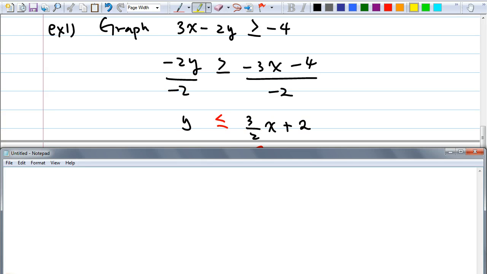How many people remembered to reverse it? Raise your hand. I did it by accident. You did it by accident. Okay, so when you're dividing or multiplying both sides of the inequality by a negative number, you must reverse the symbol. Otherwise, it will not be true anymore, right?